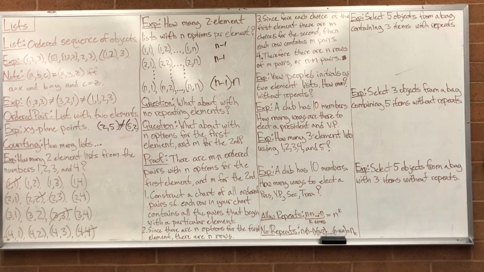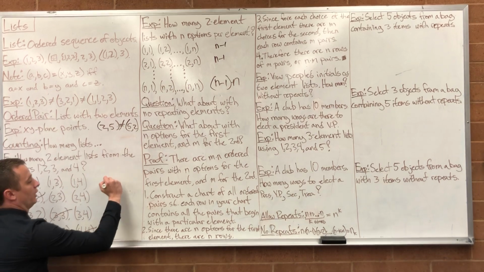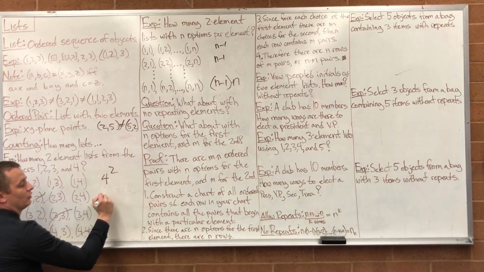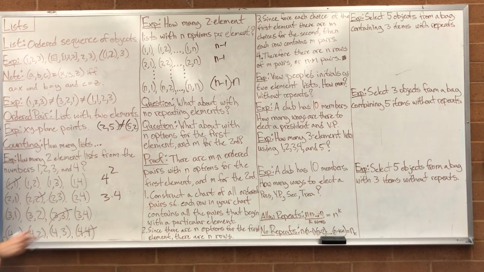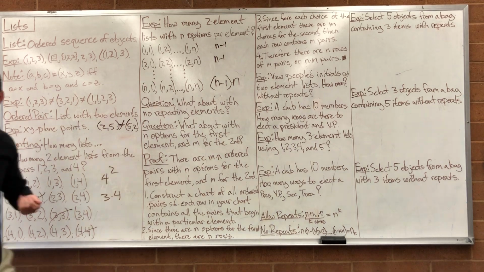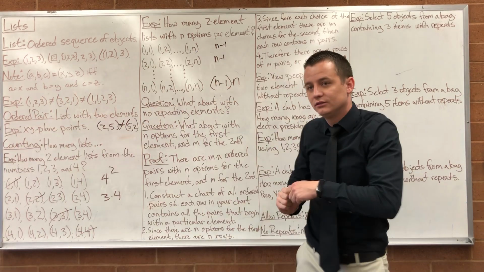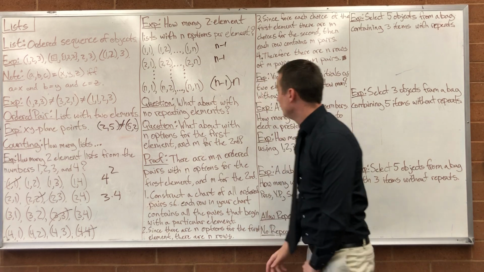There's 12. 3 times... You know 4 squared was with repeats. Now it's going to be 3 times 4 without repeats. Right? This now has 3, this now has 3, this now has 3, this now has 3. We have 3 4 times. We have 4 times 3. Or 12. Right? Nice and simple.